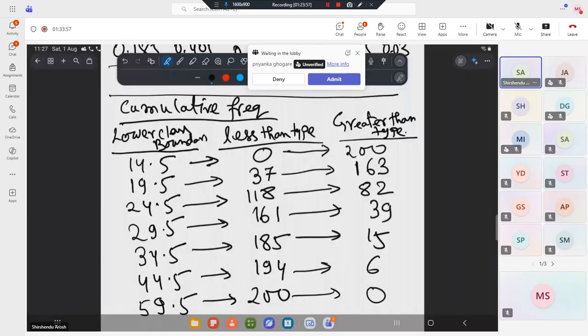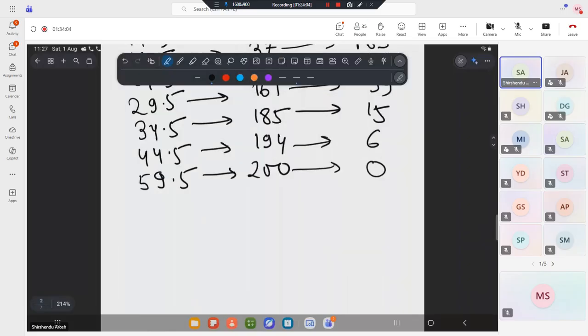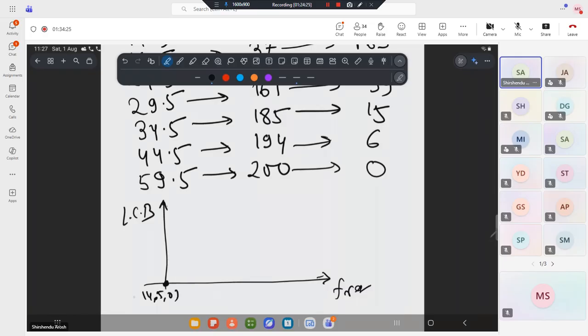Now, why am I doing this less than type and greater than type? Let me see these concepts in terms of a graph. I have the frequencies on this axis and the lower class boundaries on this one. If I start with 14.5, by default my frequency is 0. Next, of course, comes 19.5, where I got something like 37.